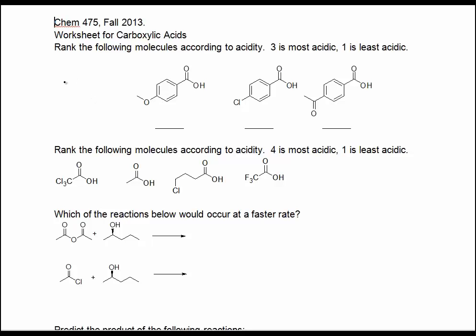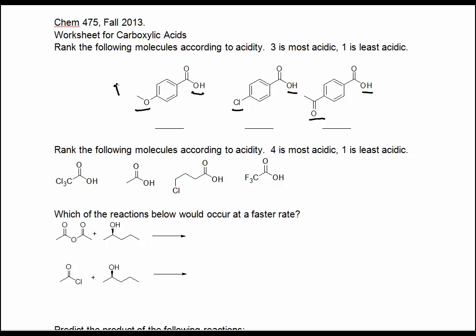Alright, here's the answer key for the worksheet for carboxylic acids. Here we're looking at the acidity, of course, of these carboxylic acid functional groups. And really the differences stem from the substituents on the aromatic ring. We have a ketone, we have a chloride, and we have an ether.